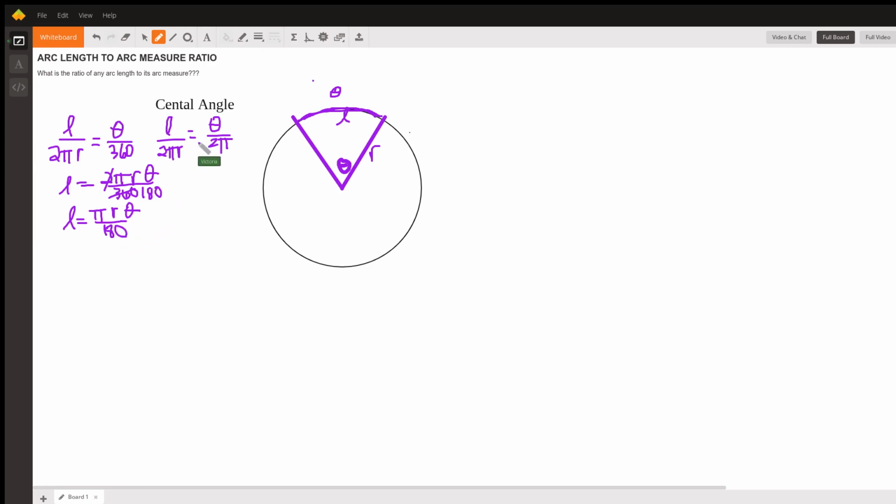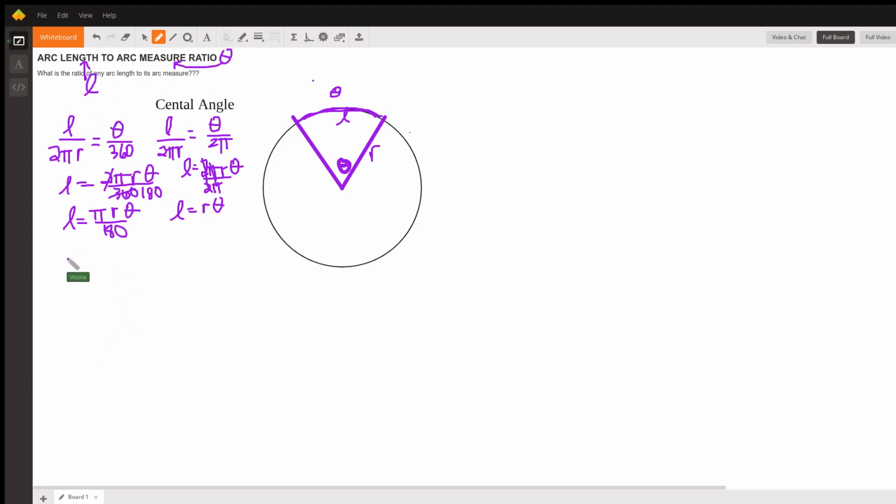On the other hand, if you're in radians, multiply both sides by 2 pi r times theta divided by 2 pi. These cancel, and this L is r times theta. So the arc measure is theta, that's our arc measure, and our arc length for us is L.